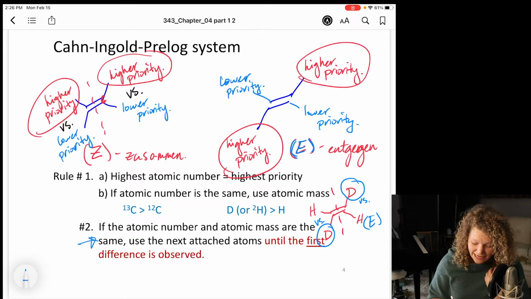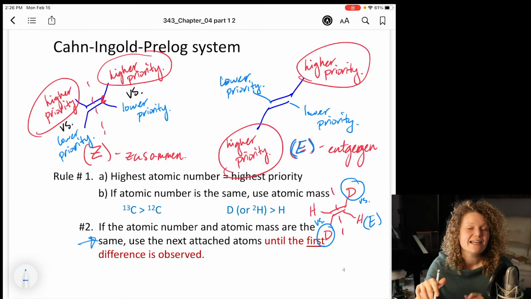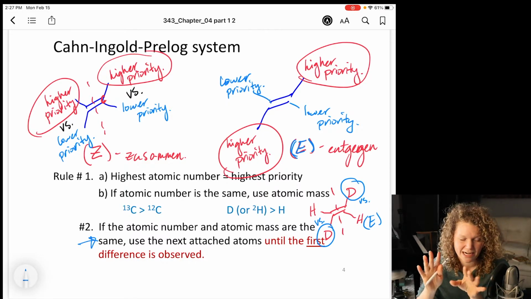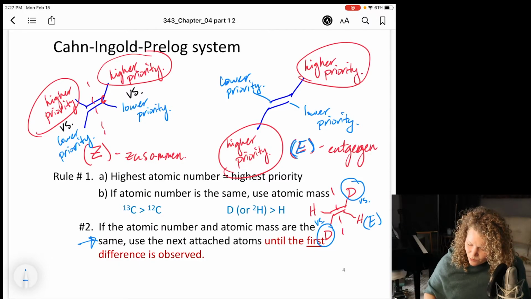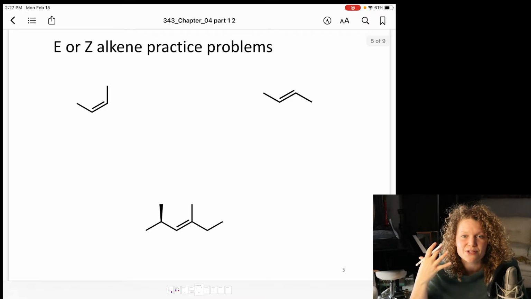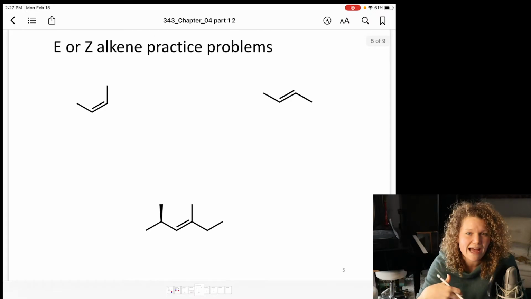Now, if they're the same, this is when things get a little funky. If we have a tie, when we look at the first atom, we have to then keep looking, and I'll show you how to do that. So again, we're looking at naming alkenes, and this is because this is another way for us to communicate with other chemists what we have, right?